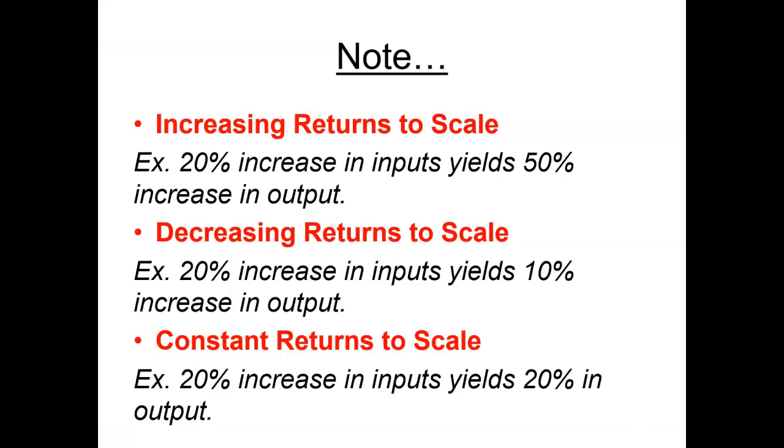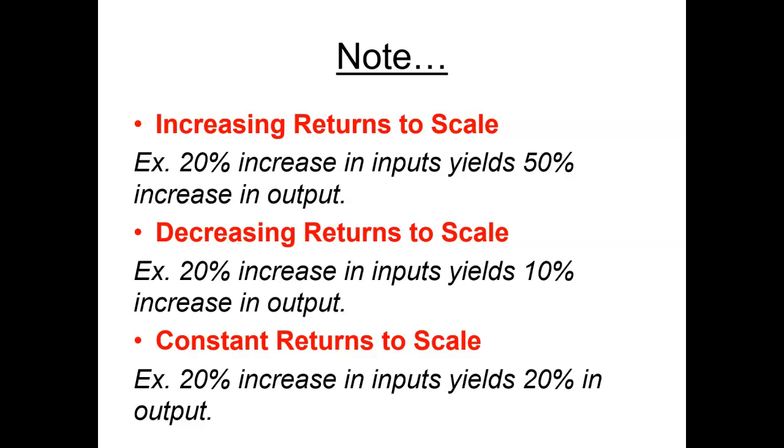We also noted these definitions of increasing returns to scale, decreasing returns to scale, and constant returns to scale. Remember, these definitions are different. Increasing returns to scale implies economies of scale and a downward sloping curve, but technically it means if you increase your inputs by a certain percent, let's say 20%, your outputs increase by a greater percent, that's increasing returns to scale. Decreasing returns to scale, your increase in inputs yields a lower increase in outputs, and constant returns to scale, a 20% increase in inputs yields a 20% increase in outputs.